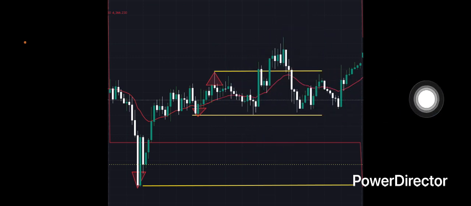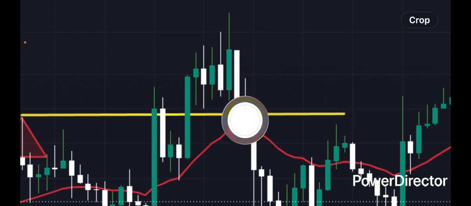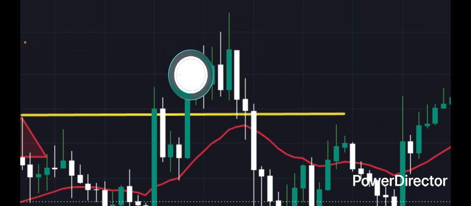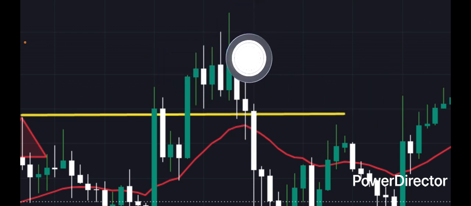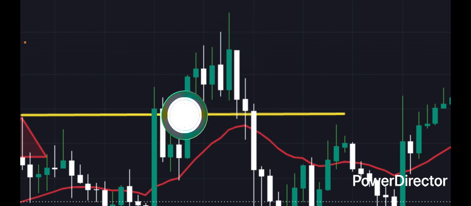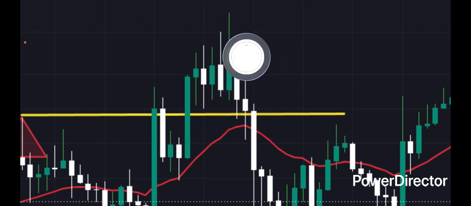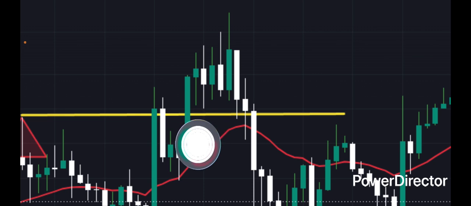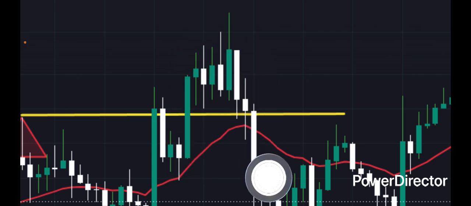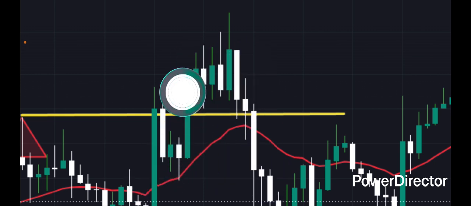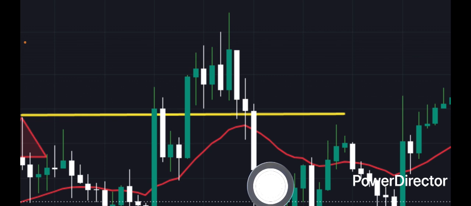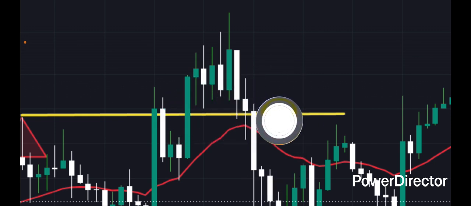Eventually, we get this engulfment right here. We have all these wicks being thrown into the high of the current day, right? We engulf, we break through this little death line right here. This is a coil here at the high of the day. Okay, a pump, coil, and dump, okay? An hour up, an hour sideways, an hour down. We break that death line, you're in the market, all right?